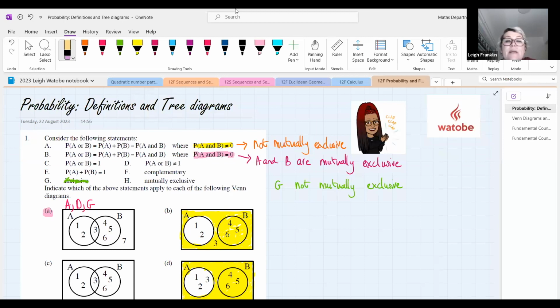So there's no intersection here. They are mutually exclusive. Yes, quite right. So we would say B, good. What else would we say? Well, the probability of A or B definitely does not equal 1, so we could definitely say D for this one as well. Someone said H. Yes, they're mutually exclusive. Good job. Well done.